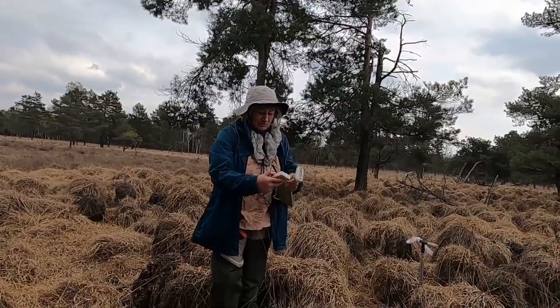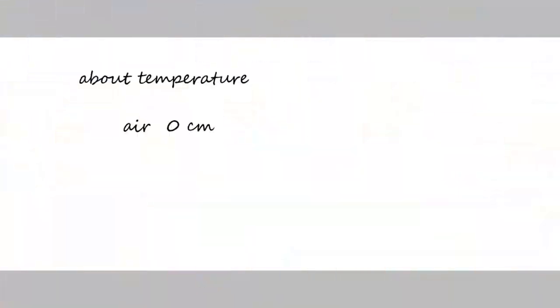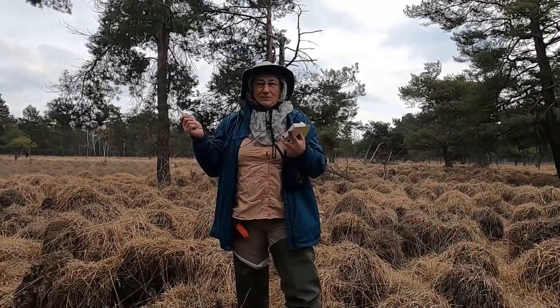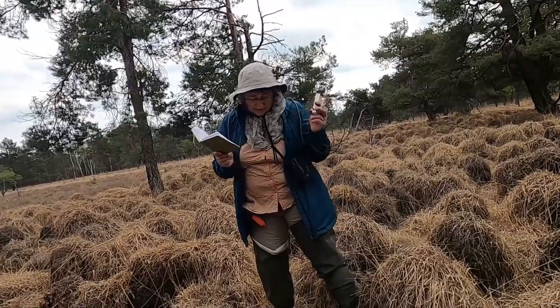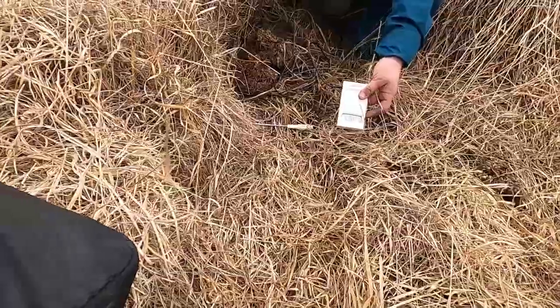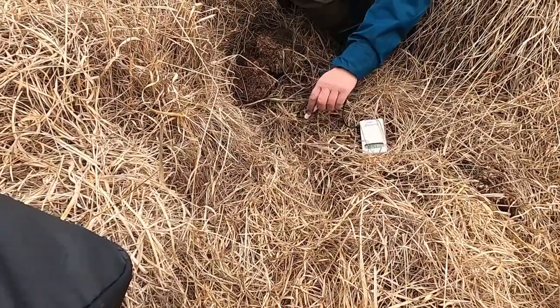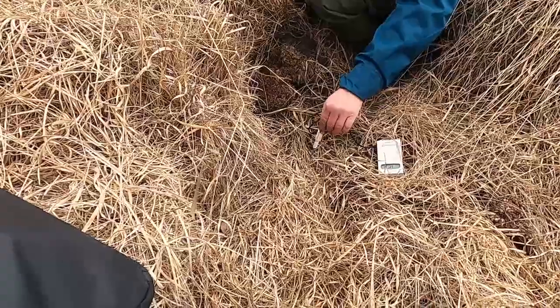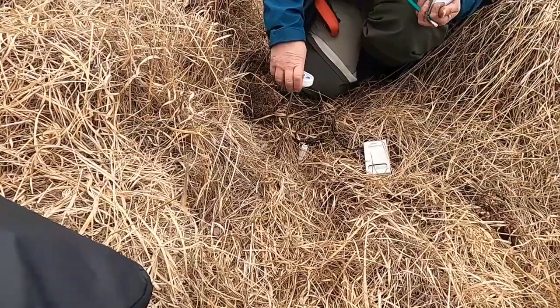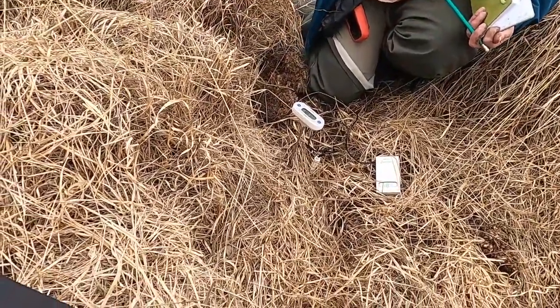So it's air temperature, otherwise it has no sense. We put the air temperature, the temperature on the surface, and the temperature at 5, 10, 15, 20 and 30 centimeters, for the hummock and for the hollow or for the flat. First on the surface. It's 15.6 now, and then we go to 5, to 10, and the deeper ones using the centimeters.